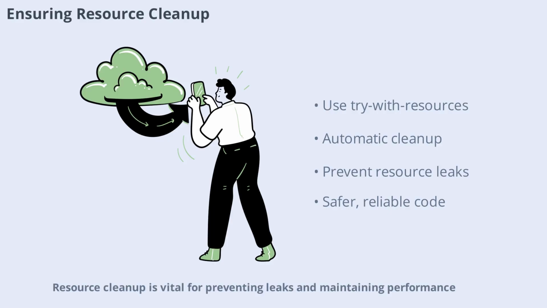Resource cleanup is vital for preventing leaks and maintaining performance. Use try-with-resources for automatic cleanup of files and database connections. This best practice ensures that resources are closed properly even if exceptions occur. By adopting try-with-resources, you make your code safer and more reliable.